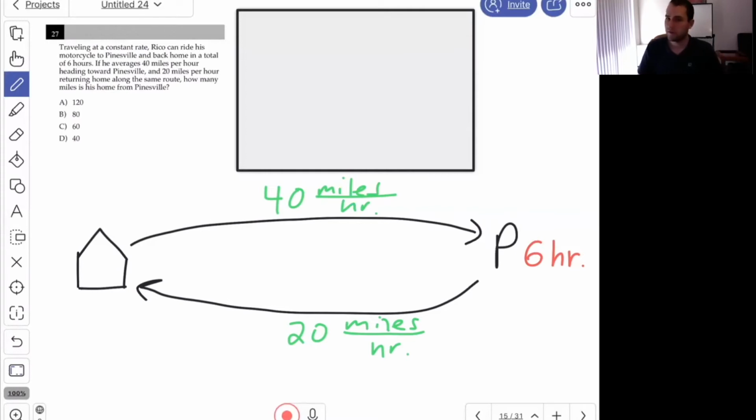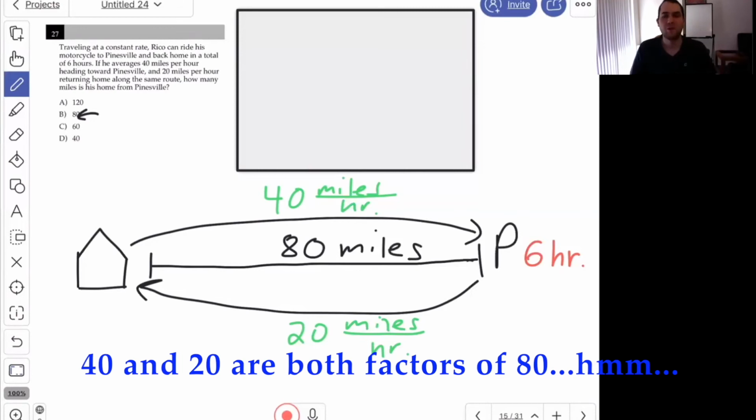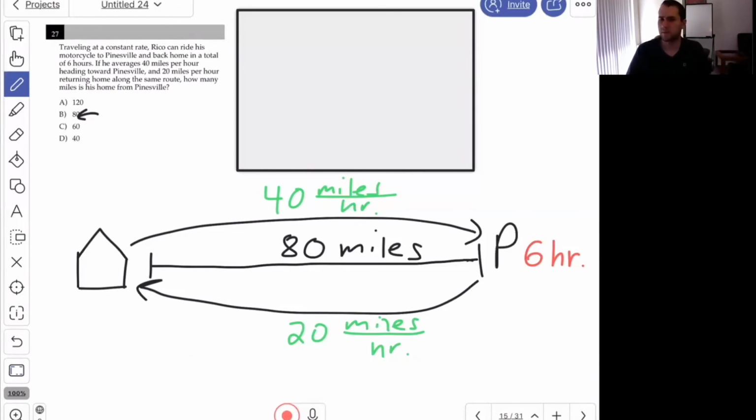Now, the only piece of information we're missing is exactly what the question's asking. How many miles is his home from Pinesville? So let's draw the road that Rico would be driving on and pick a choice to backsolve with. It's always smart to start with a number like choice B. And I like 80 especially because it looks like it fits into the 40 miles per hour, 20 miles per hour pretty nicely. When I see a choice like this that looks like it fits in nicely with the question, I don't want to just circle it blindly, but I might want to start with it in my backsolve process.